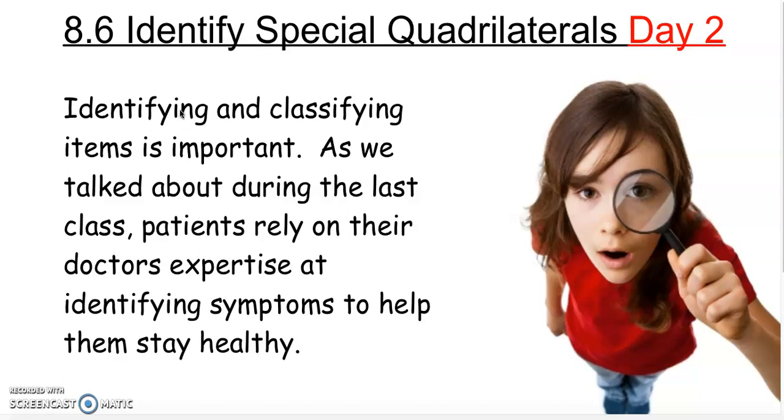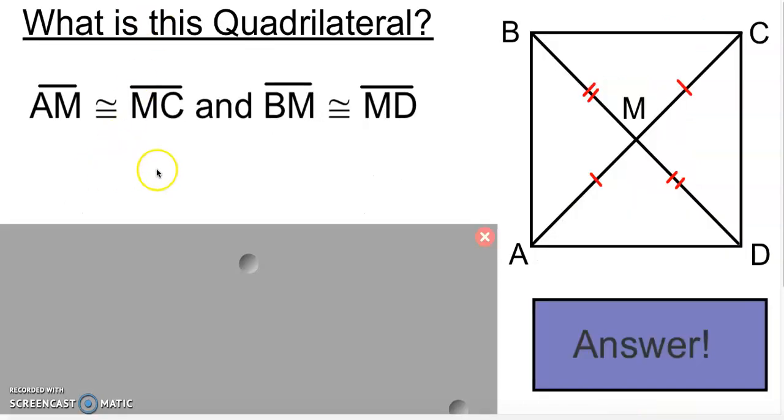So we're going to take a look at a few quadrilaterals and try to identify what type of quadrilateral they are. Here's a quadrilateral, ABCD. The only information given to us is that the distance between A and M is equal to the distance between M and C, and the distance between B and M is equal to the distance between M and D.